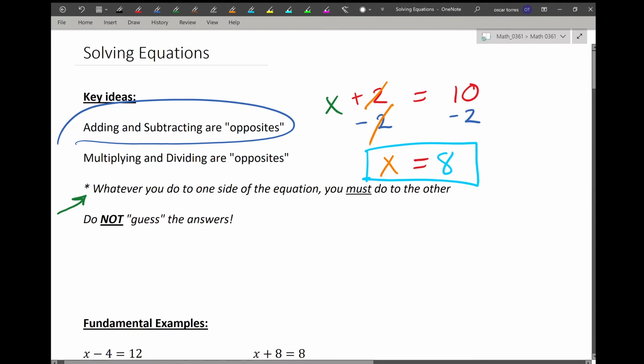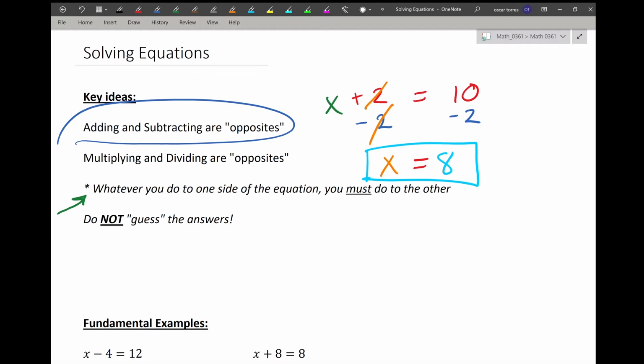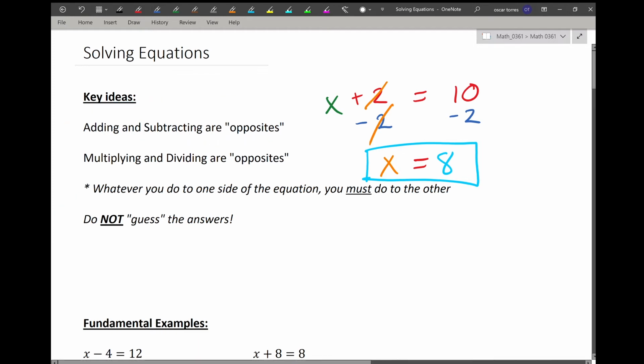If the x is an 8, then it solves this expression. It becomes a true statement because 8 plus 2 does, in fact, give us 10. So this would be the answer to the equation. And that thought process we're going to apply to every single problem that we come across.